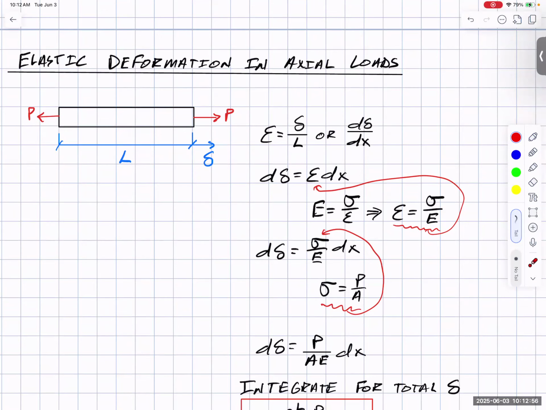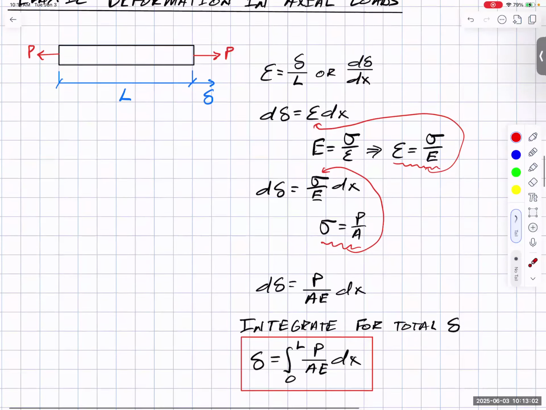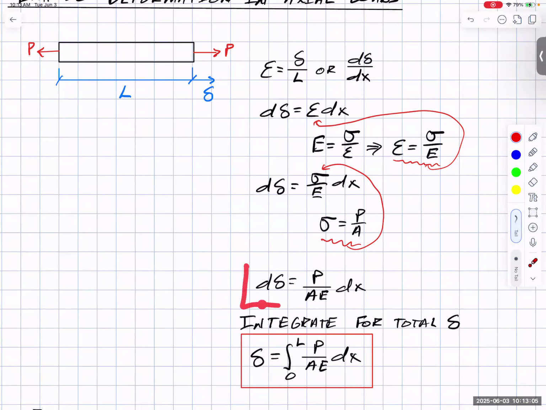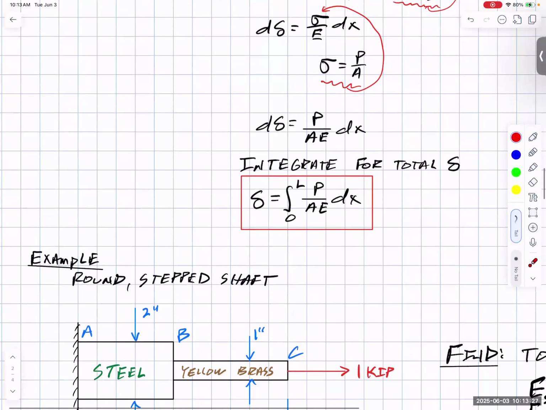Well, I also know that stress is force, or P, over area, right? Force over area. So I can sub that in to get my final look, where it says d delta is equal to P over AE dx. So this P over A is what we subbed in for that sigma right there, right? And then I can integrate, and what I end up with is a total delta is equal to the integral over the length of P over AE dx. So that's the equation that we derived.